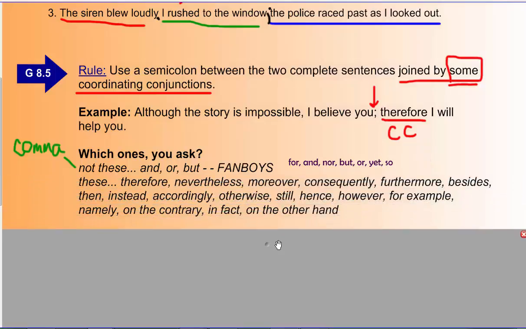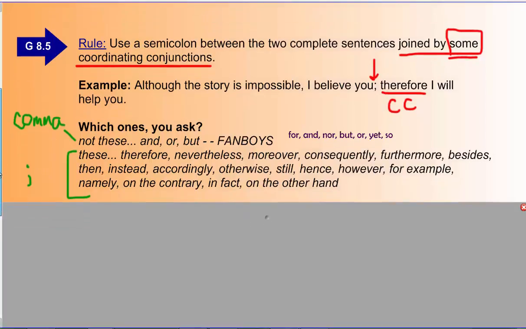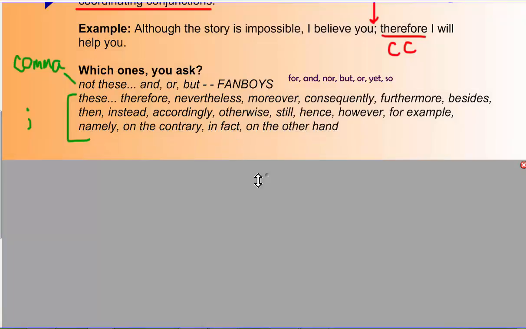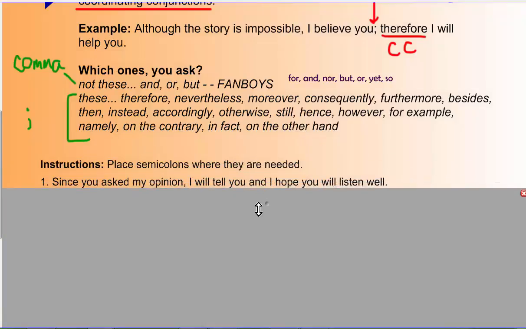Instead, it's going to be all the other conjunctions. All of these guys here, we're going to use a semicolon. Therefore, nevertheless, moreover, consequently, furthermore, besides, on the other hand, however, for example, on the contrary, accordingly, all this kind of other stuff. Okay? It's a way to relate two sentences together and compare what they say.